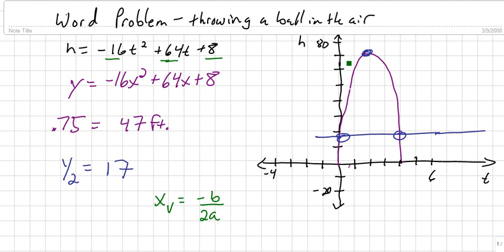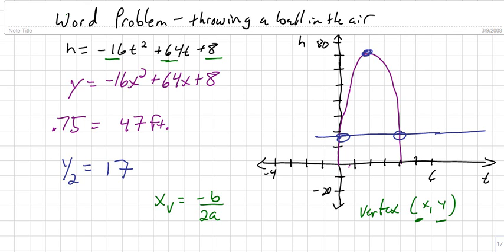So the y coordinate of the vertex corresponds to the height of the ball, while the x coordinate of the vertex corresponds to how many seconds it takes to reach that maximum point. So once you find the vertex of this formula, x and y, you have found the time in seconds as well as the maximum height of this ball thrown up in the air. So that's what you want to do to find the number of seconds it takes for a ball to reach maximum height.